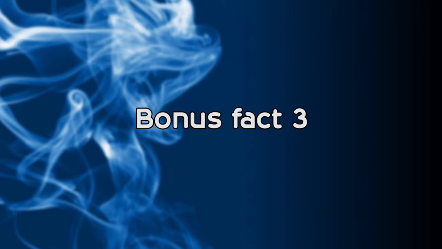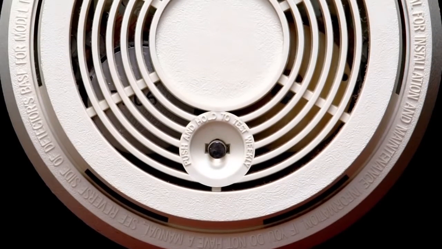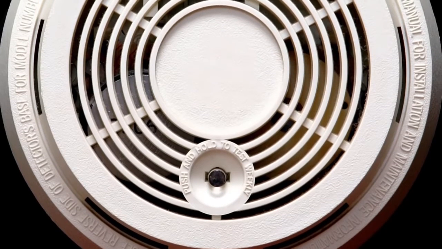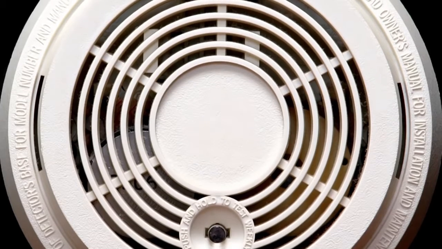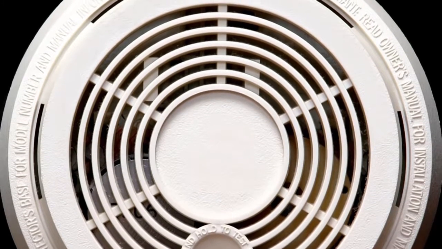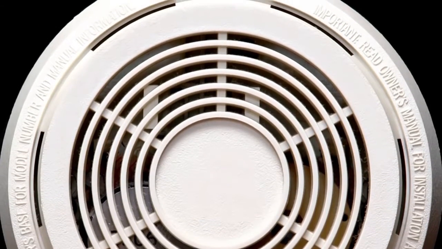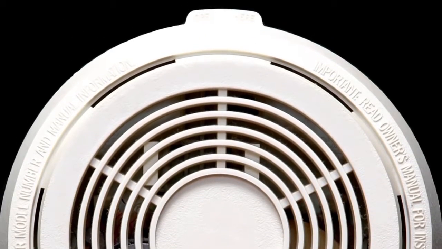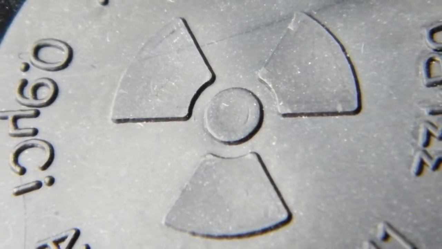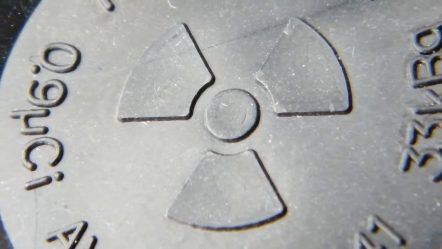Bonus fact 3. The first ionization chamber for the purposes of detecting smoke was inadvertently discovered by Walter Jaeger in the 1930s while he was attempting to develop a poison gas detector. In the early 1940s, Jaeger and Meili got together and created the first edition of an ionization detector that we use today. This first attempt used an enormous power supply and required a 220-volt system.